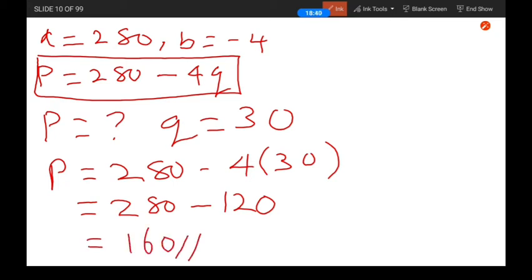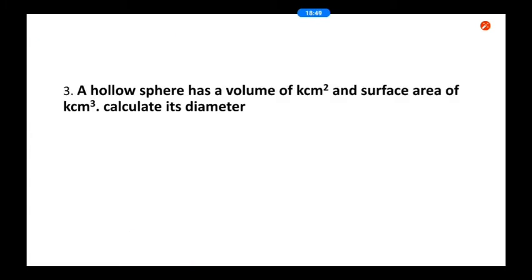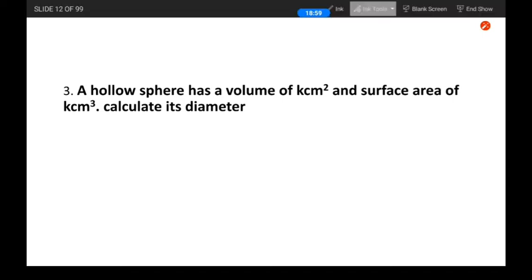So we have been able to do this question, looking for the law that connects them and the value of P. Now let's look at the next question. Now, which topic is this? This is mensuration, right? It's dealing with sphere. Now, you have to quickly know that a sphere is like a ball, and it has a formula.